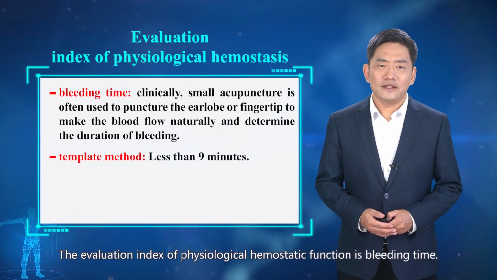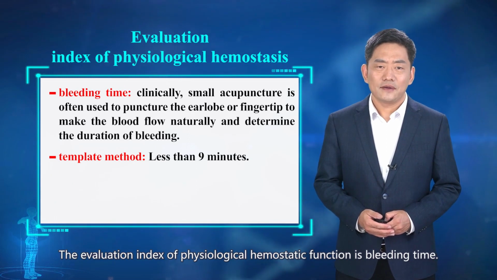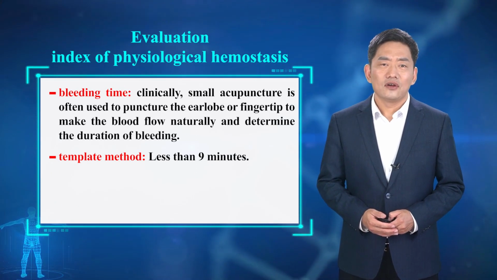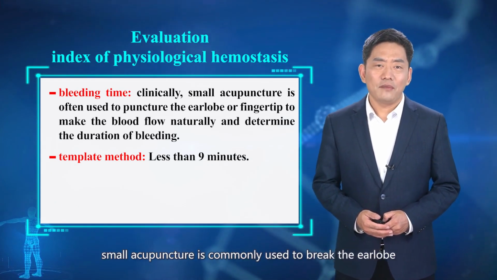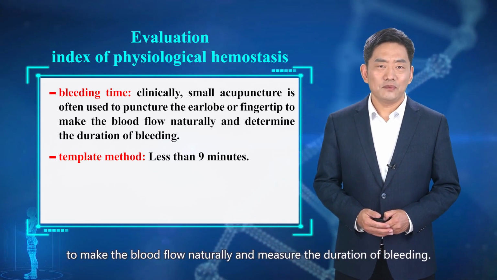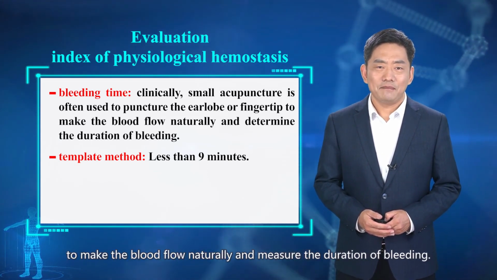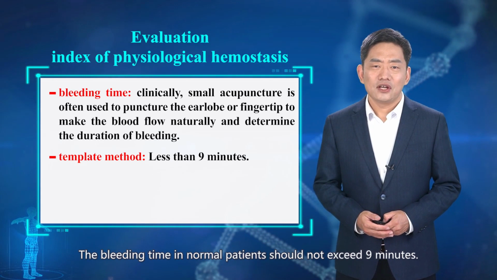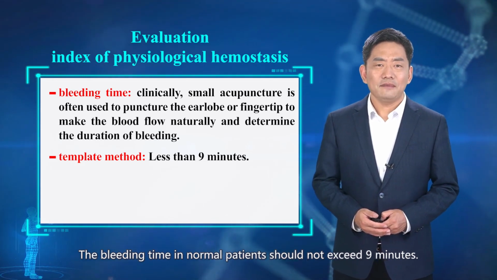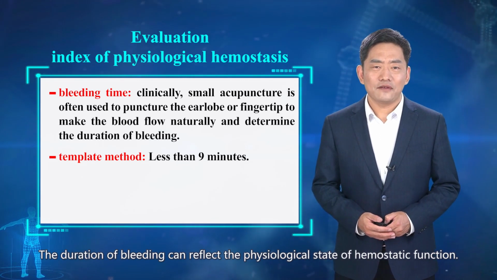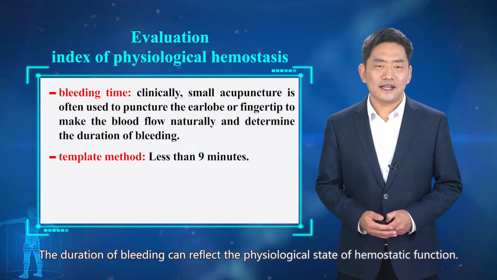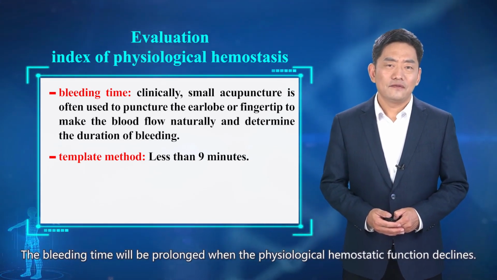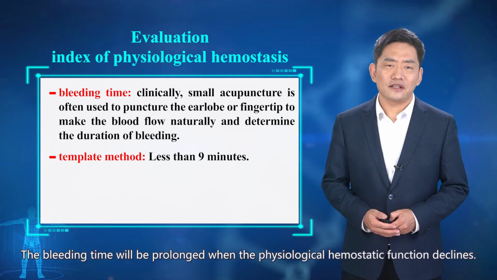The evaluation index of physiological hemostasis function is bleeding time. In clinical practice, a small needle is commonly used to prick the earlobe so that the blood flows naturally, and the duration of bleeding is measured. The bleeding time normally should not exceed 9 minutes. The duration of bleeding can reflect the state of hemostatic function. The bleeding time will be prolonged when the physiological hemostatic function declines.